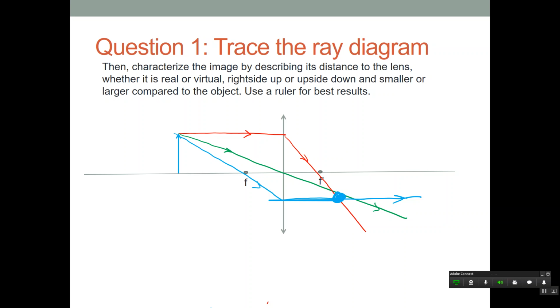Is it smaller than my object? Smaller than my object, inverted or right side up? Inverted. Real or virtual? Real, because it's a lens, my image has to be on the other side, and it is on the other side, so therefore we're safe, it's real. Good?